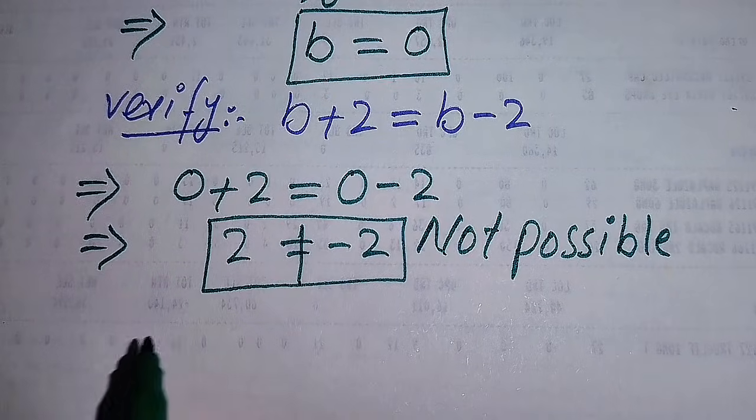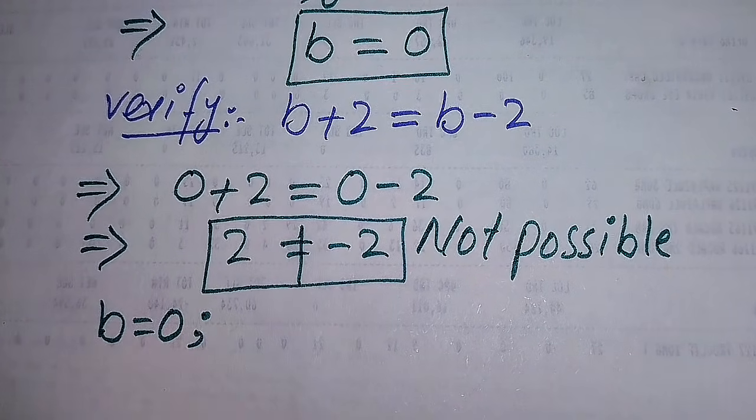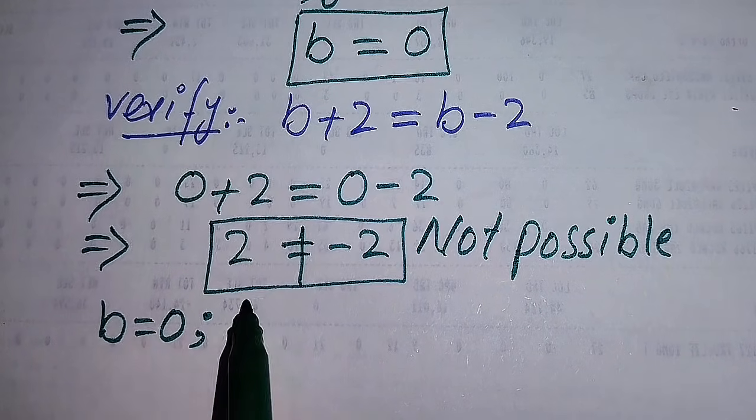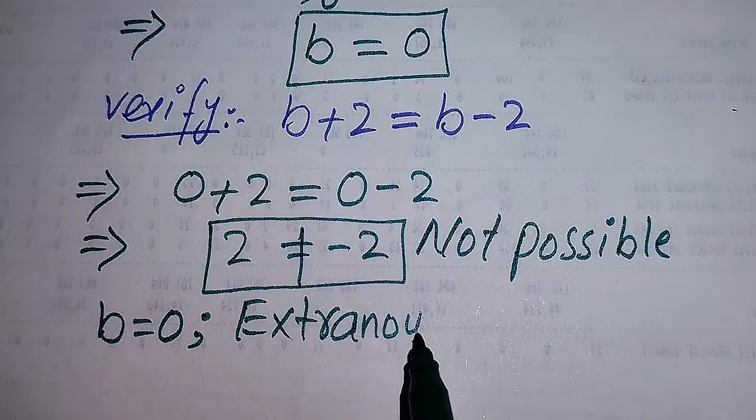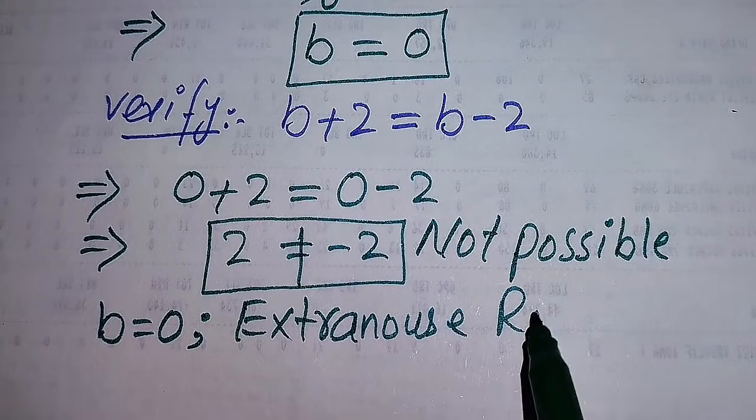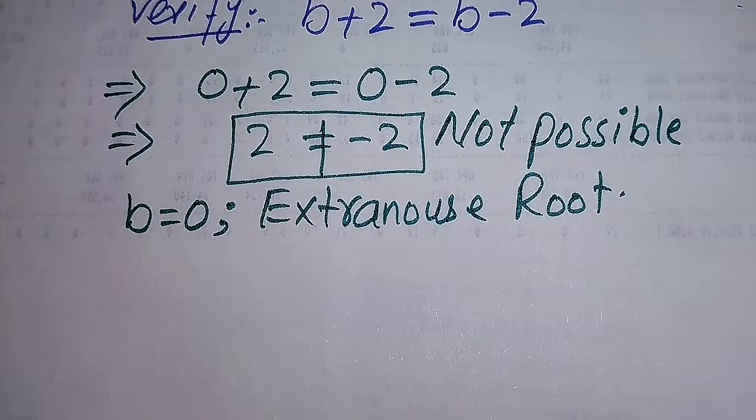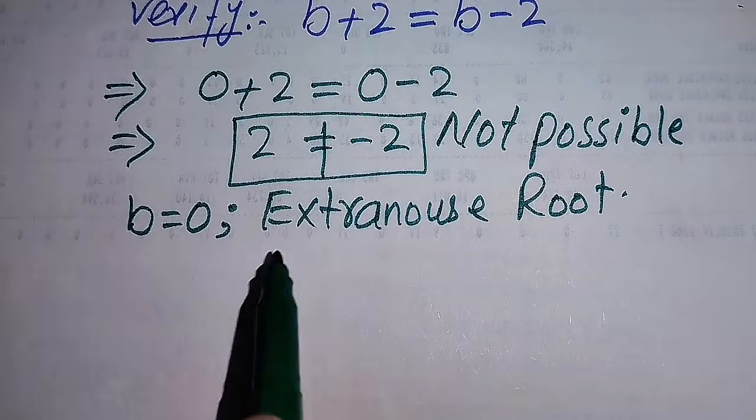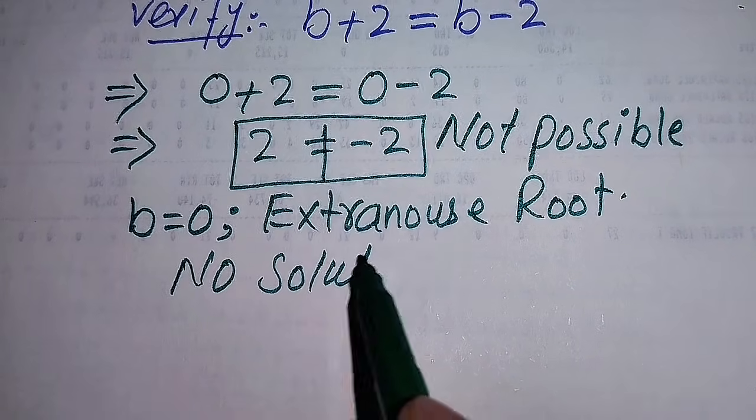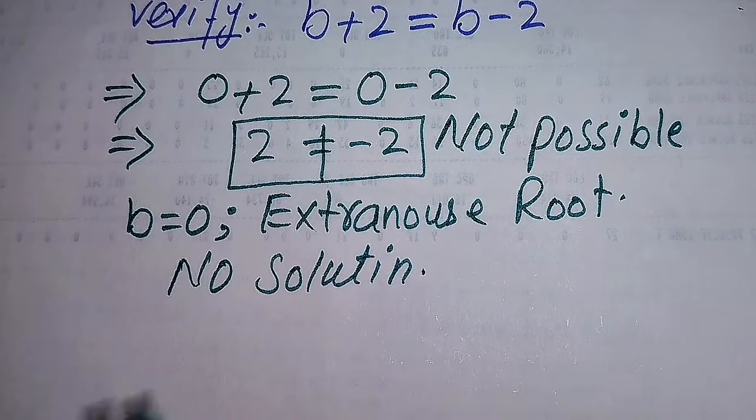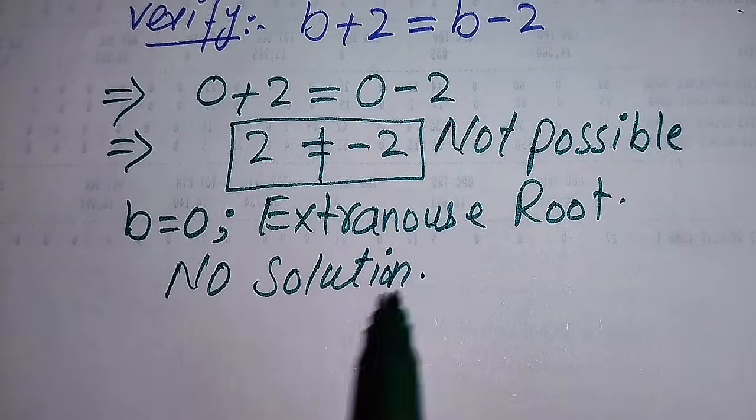So if this is not possible, it means that b equals 0 does not satisfy our given question statement. So we call b equals 0 the extraneous root of the given equation, because it does not satisfy our given question statement. So finally we conclude that this question has no solution, because we cannot get any value of b which satisfies our given question statement.